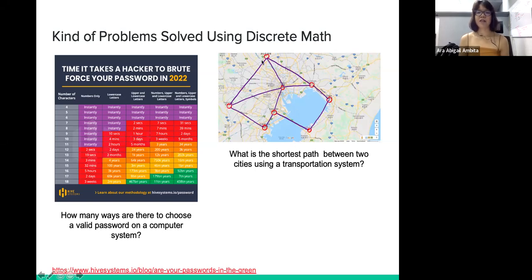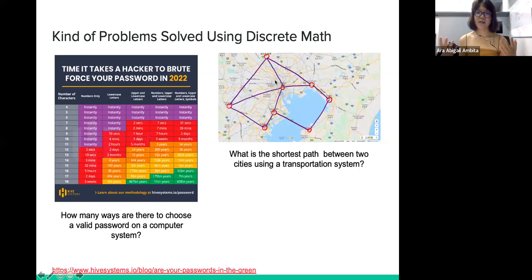Another example of a problem that may be solved using discrete math is computing the shortest path between two cities using a transportation system. Suppose you are in this area and you want to go to this area. Are you going to take this path? Are you going to take this path, this path, this path, etc.?